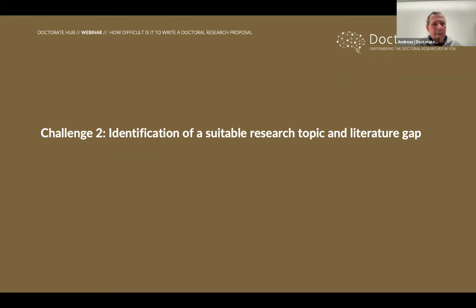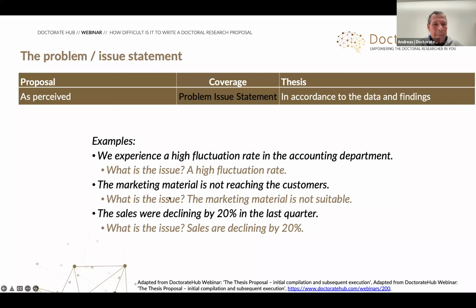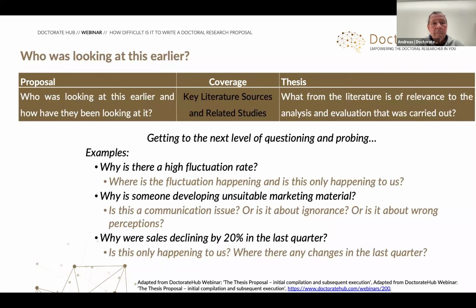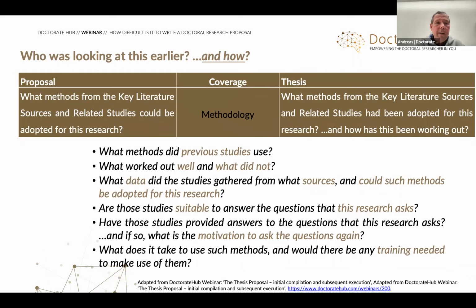Okay, so let me then do a quick run through of what we discussed. Now, you need to identify a problem first, one thing at a time, right? So you start with what is a research problem that you would want to look at. Then, what is it that is not clear or understood? Be very specific, write that down. From there, you ask who was looking at this earlier. And with this, you will find related studies. And with the related studies, you will also find related methodologies that you could be applying. So it's a very structured process that requires not much creativity from your end.